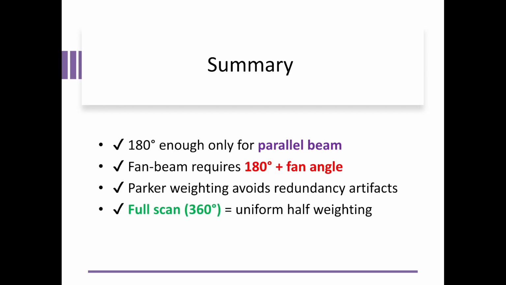To summarize, 180 degrees is sufficient only for parallel beam geometry. In fan beam CT, we require 180 degrees plus the fan angle so that every point in the object has complete angular coverage. Short scans use Parker weighting to manage redundant rays, while full 360-degree scans use simple half weighting.